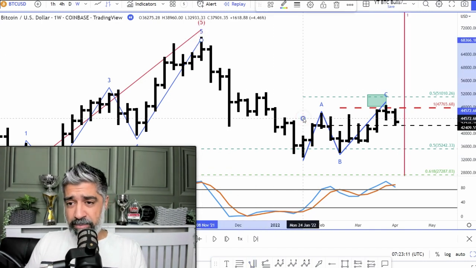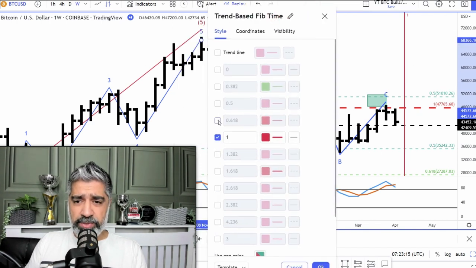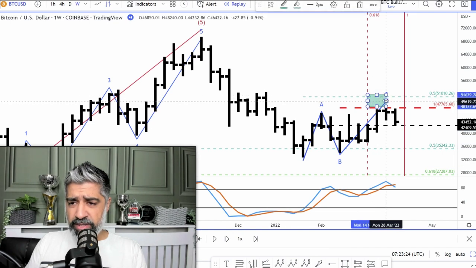This is just the name of the game. So most typical corrections end at a maximum of 62% and absolute max at 100%. And we can see we're in that range. So we've got that. Let me just grab this box. Let me just make it a bit wider. So we've got this range.